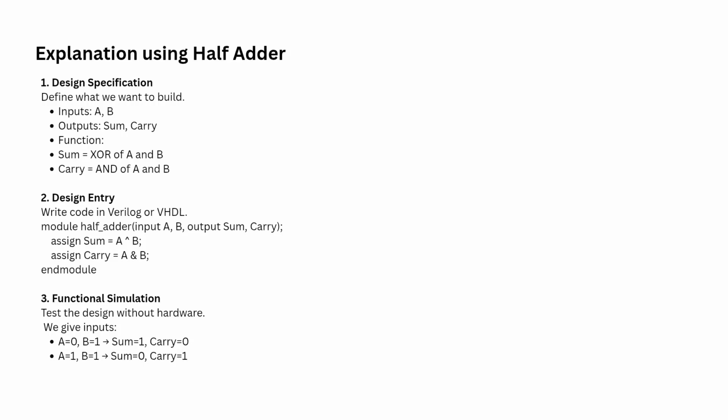In the next step, functional simulation, we test the design without hardware. Like we give input. In this, we are giving input A is equal to 0, B is equal to 1. And for these inputs, our sum will be 1, carry will be 0. For input A is equal to 1, B is equal to 1, sum will be 0 and carry will be 1. We match the outputs, and if the outputs are matching, then our design is correct.